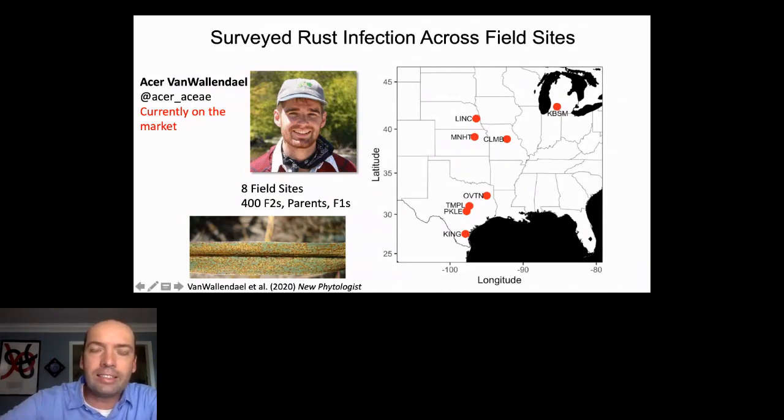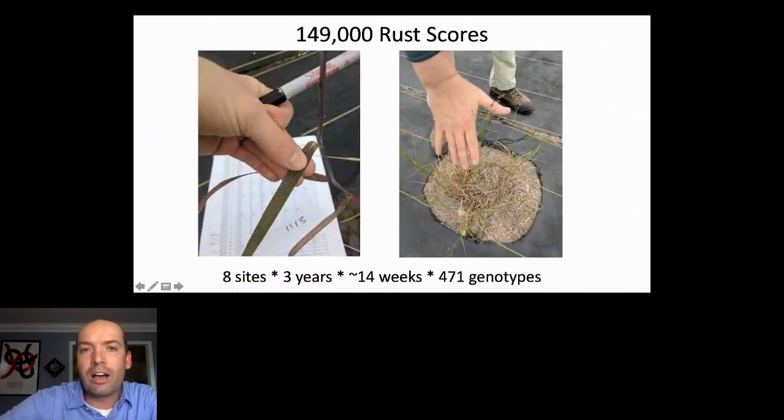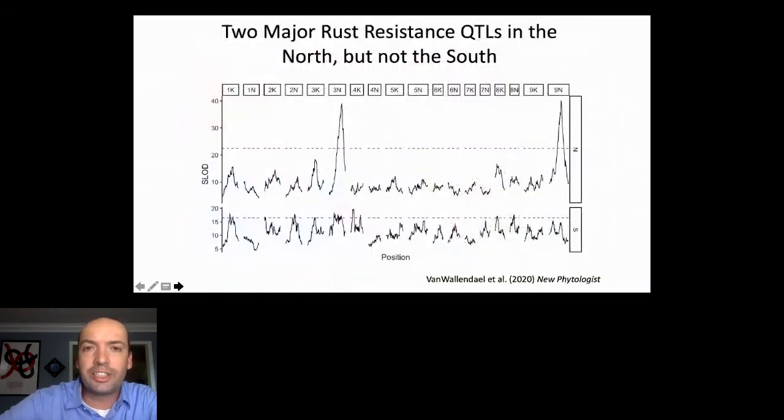He started doing this work in my group in 2018, focusing on collecting data on rust infection at 8 of our field sites across the range. From data he collected himself and from field technicians, he got rust scores from 149,000 plant by time interactions. So that's 8 field sites by 3 years over a 14-week time period by 471 genotypes. So we have a lot of data on rust infection across multiple years. And then he used that to conduct QTL mapping.